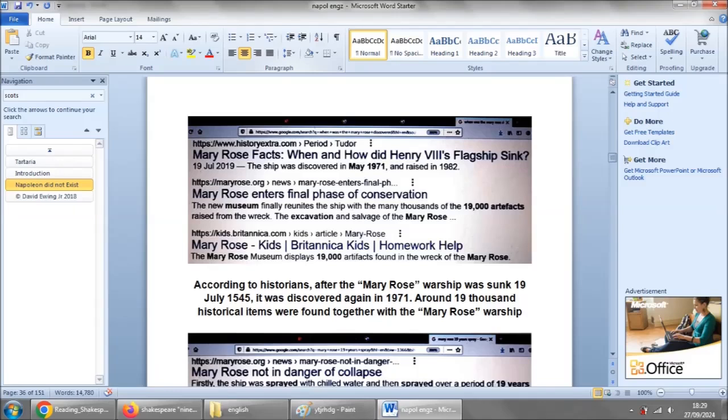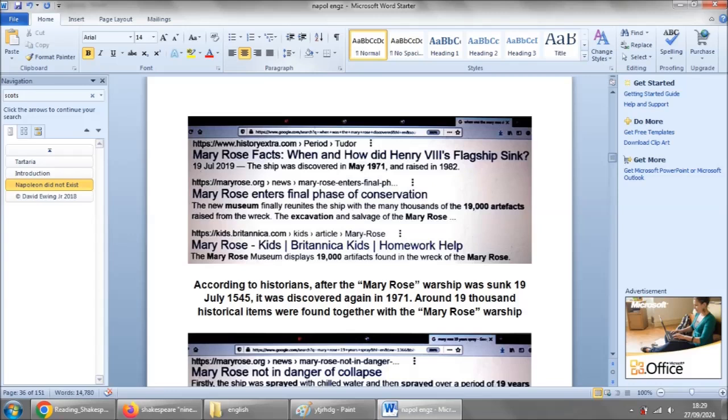According to historians, after the Mary Rose warship sunk on 19th July 1545, it was discovered again in 1971. Around 19,000 historical items were found together with the Mary Rose warship. Sure. They found 19,000 items. I'm sure you believe it.